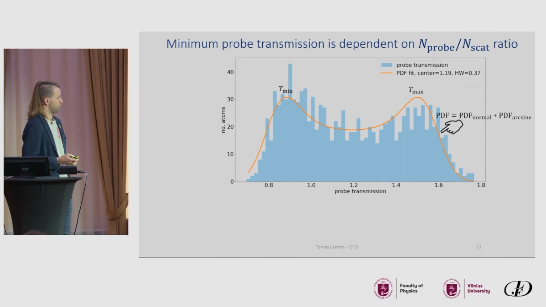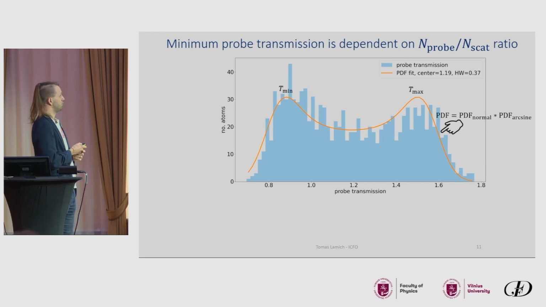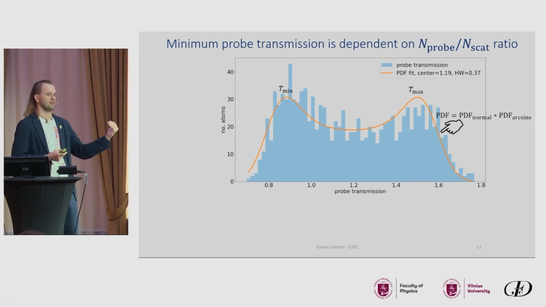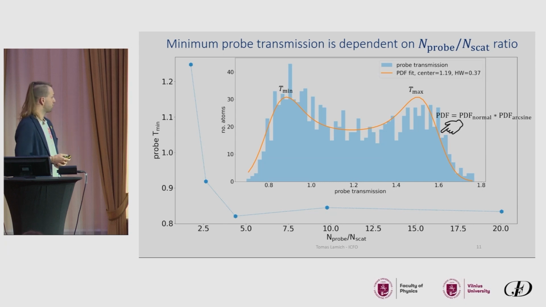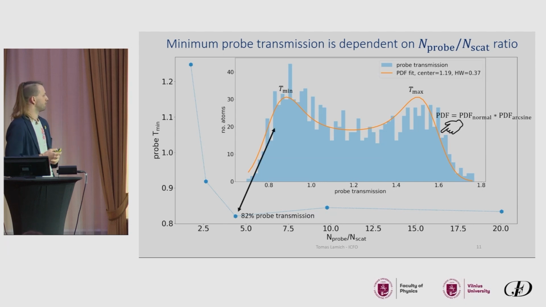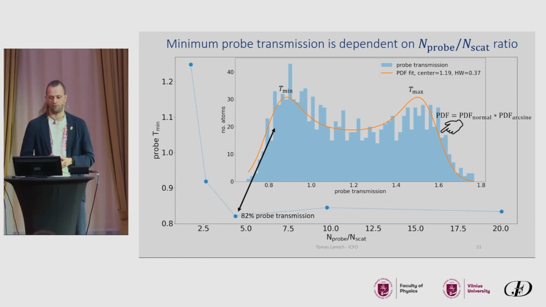As I said, we fit it with the convolution, and we fit two parameters: the center of the distribution and the half width. Then we extract the minimum transmission as the center minus the half width. By varying the pump probe ratio, the ratio of the probe photons we send and the scattered photons we collect off the atom, we can vary the minimum transmission of the probe. Our record so far is 82%, which is significantly lower than what we would get without the pumping field.